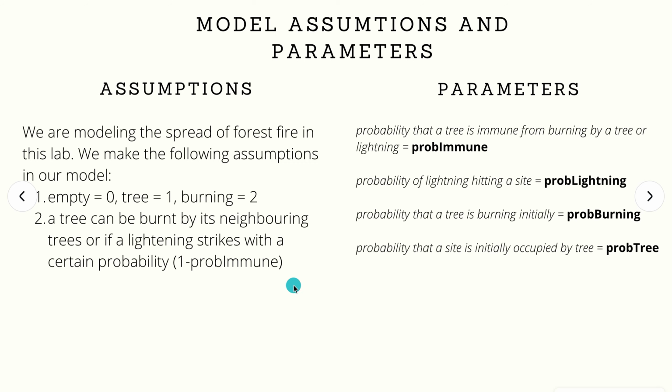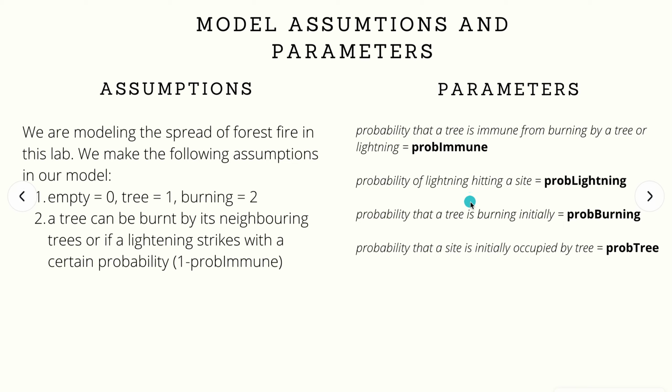And the second assumption is that a tree can be burnt by its neighboring trees, or if a lightning strikes with a certain probability, which is 1 minus the probability of immune. Now I'm going to explain what the parameters mean here. So the first parameter that we have is probability immune, which is the probability that a tree is immune from burning by a tree or by lightning.